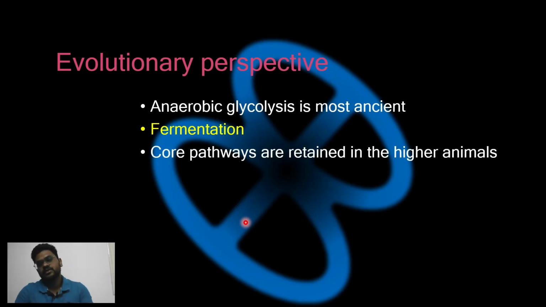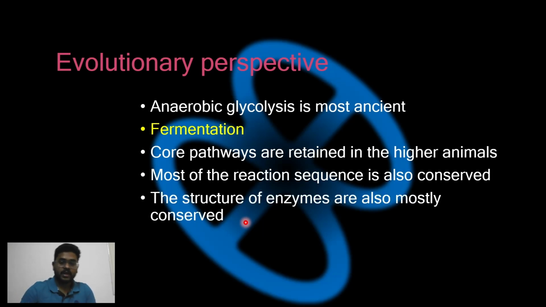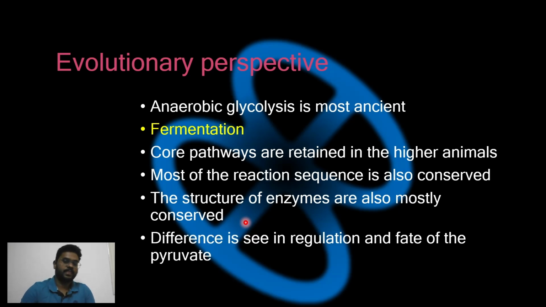So the core pathways of this process are retained even in the higher animals, and most of the reaction sequence is also conserved. The sequence is conserved, and the structure of the enzymes is also conserved, you can see. The difference is in certain pathways and mainly in the regulatory aspects. In the lower animals, this amount of metabolism itself was enough, but in higher animals we have so many other needs other than energy. And even in energy we have much higher needs than a single celled organism, right? So what happens is that the regulatory aspects changed. We have made ourselves more complex, and our regulation is also more complex.